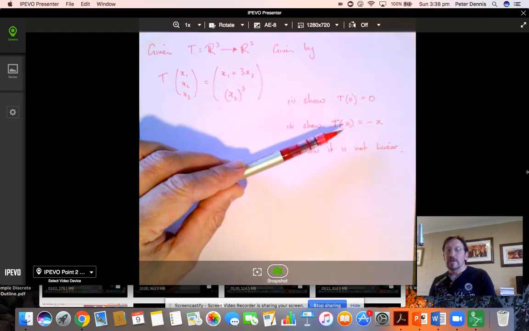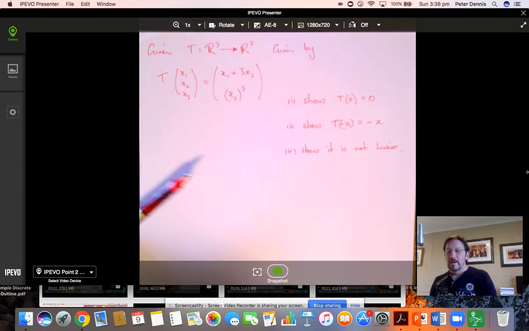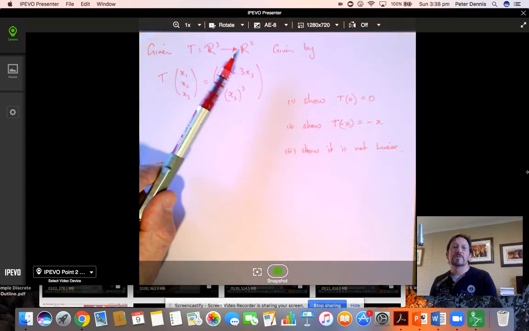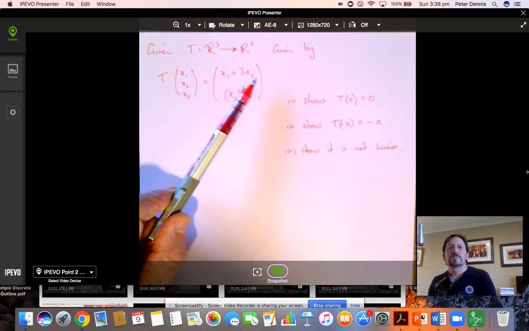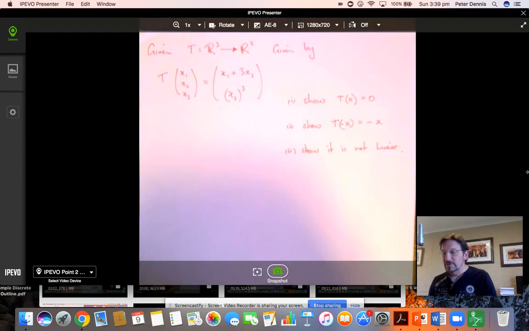Show that a scalar multiple of -1, you can just take the minus out. But we also want to show that this transformation is not linear. So we're going from R3 to R2, and the transformation is given by x1, x2, x3 becomes x1 plus 3 times x2, and x3 just becomes x3 cubed.